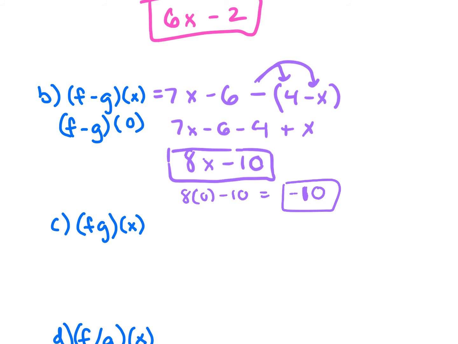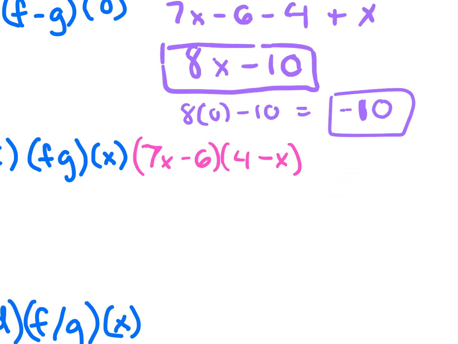Next I have f times g of x. So that would be 7x minus 6 times 4 minus x. How do I simplify? FOIL. So 7x times 4? 28x. 7x times negative x? Negative 7x squared. Negative 6 times 4? Negative 24. Negative 6 times negative x? Positive 6x.